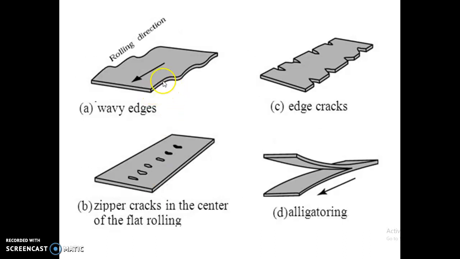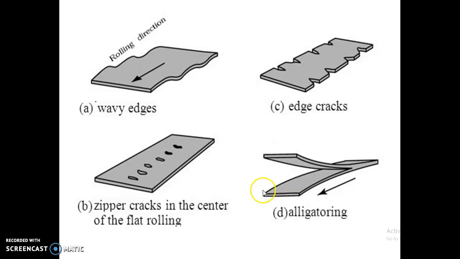So these are the wavy edges, waviness. It's like a wave, and it is obtained on the edge of the material. Next is zipper cracks. Cracks will be obtained at the center of the workpiece. Due to high compressive force from the roller material, you'll be getting these kinds of zipper cracks at the center of the material. Next is edge cracks, which are cracks obtained on the edges of the material.